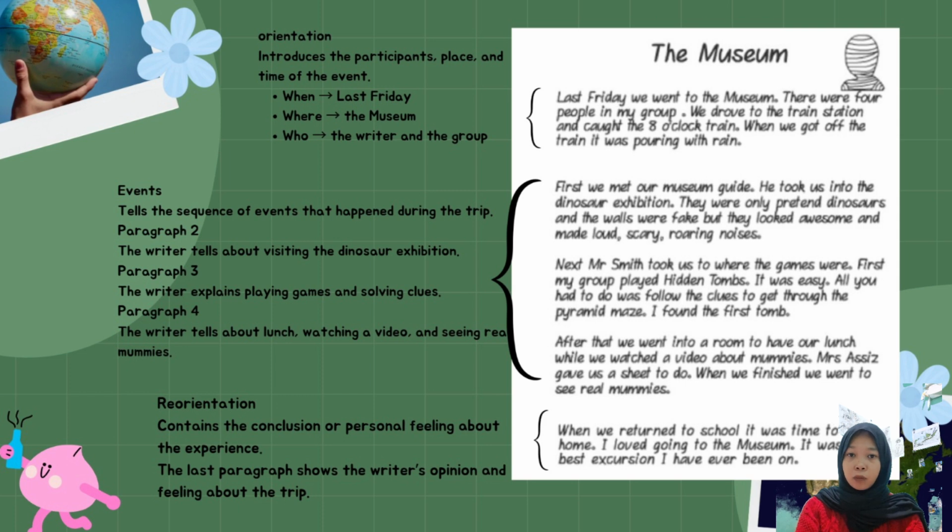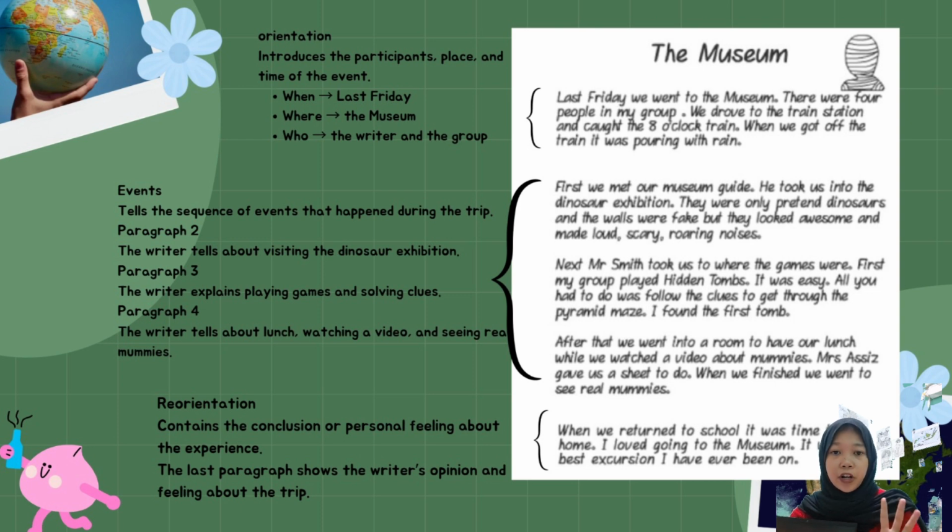Okay, now we move to the analysis of the text about the museum. First, there is orientation. The orientation introduces the participants, place, and time of the event. For example, when: last Friday, where: in the museum, and who: the writer and the group. So, the second structure is events. It tells the sequence of events that happened during the trip.